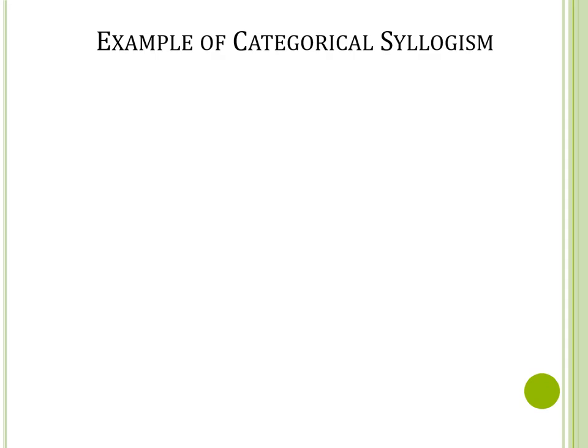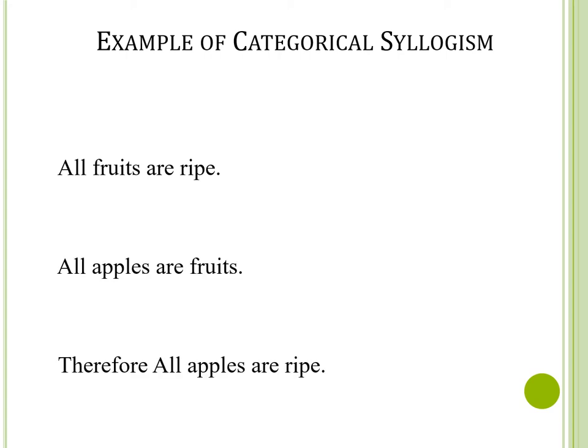Now let us take an example of categorical syllogism. A categorical syllogism consists of only categorical propositions. All fruits are ripe. All apples are fruits. Therefore, all apples are ripe. In all these three propositions, the word all is used and therefore they are all universal affirmative A propositions. Now let us see in more detail.